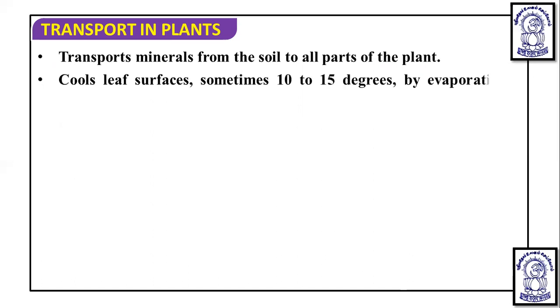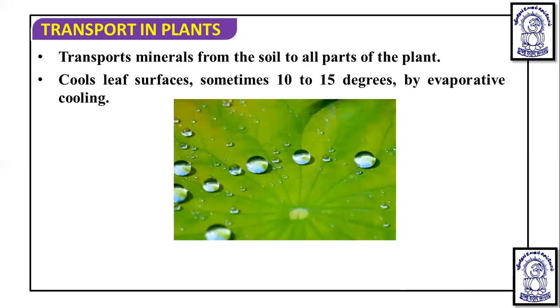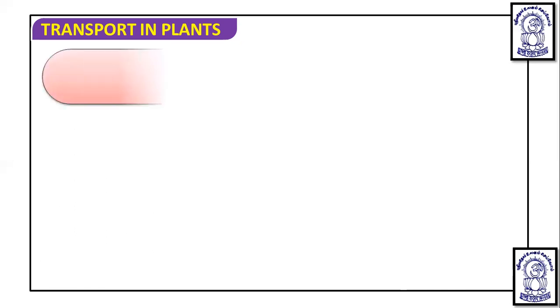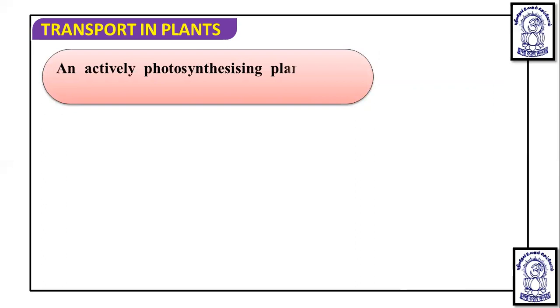It cools leaf surfaces. The cooling effect is one of the important effects. It cools leaf surfaces, sometimes by 10 to 15 degrees Celsius, by evaporative cooling. So this way the cooling also takes place. Transpiration also maintains the shape and structure of the plant by keeping cells turgid by making water available.